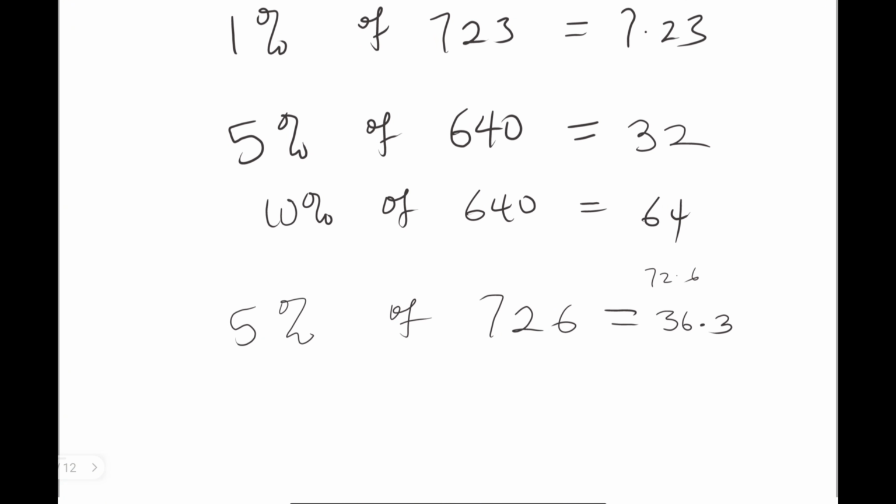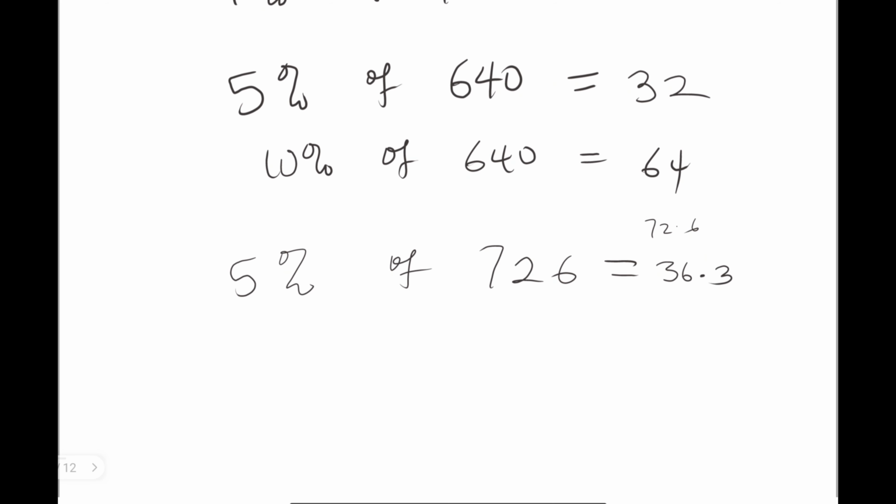The same way, if we know 1% of something, then we can find 2% and 99% of it. So for example, what is 2% of 365? If 1% of 365 is 3.65, then 2% is just double of that, which is going to be 7.3.